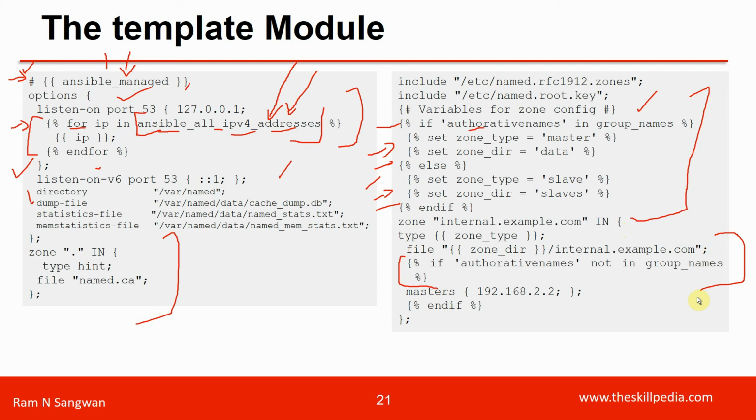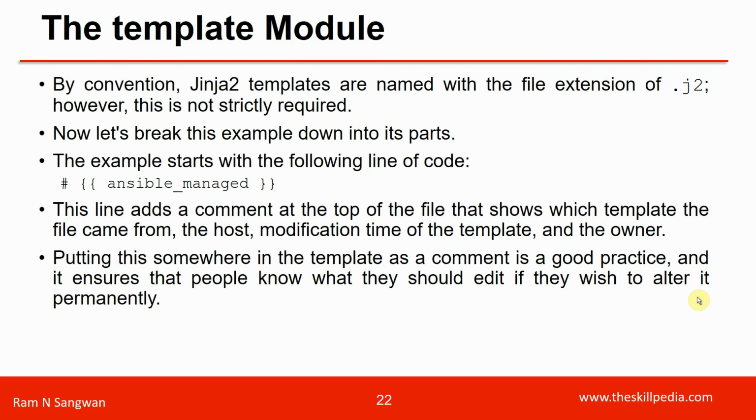This is actually, I don't know whether you are aware of it or not, setting up a DNS server. This template, I can easily see that this is a template of my /etc/named.conf file. This is the contents of the /etc/named.conf file, and this is dynamically generating or dynamically changing the /etc/named.conf file on my remote machine. By convention, Jinja 2 templates are named with the file extension .j2. However, it's not strictly required.